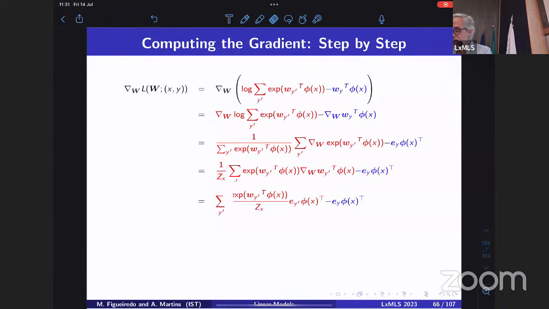This guy here is just the softmax transformation at component y. It's just the exponential of the score for class y, normalized. So this is just the probability of y prime given x. There we go, probability of y prime given x. It's starting to look nice.